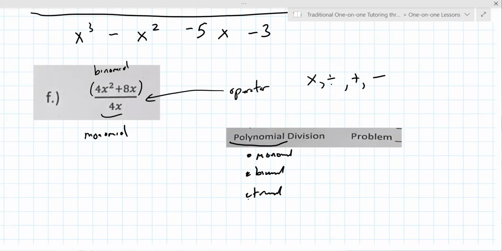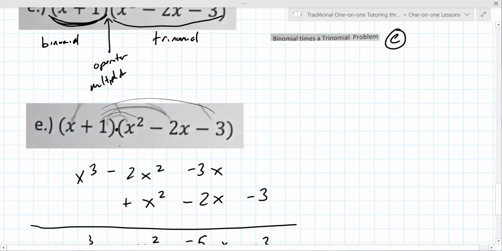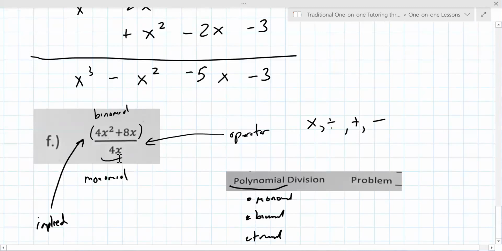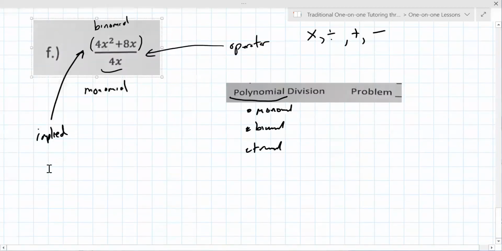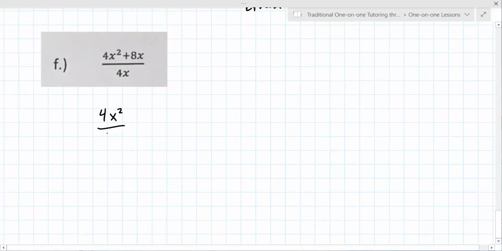Okay. So here, and this is very important, do you see how I wrote these parentheses on the top? These are implied. And when I say implied, it's just like in the previous problem where it's implied that you're multiplying. You're supposed to recognize there are parentheses there, even if they're not written. The reason is that when you divide, it's not a choice. You have to do it to both. So when you divide, you're actually writing 4x squared over 4x plus 8x over 4x.